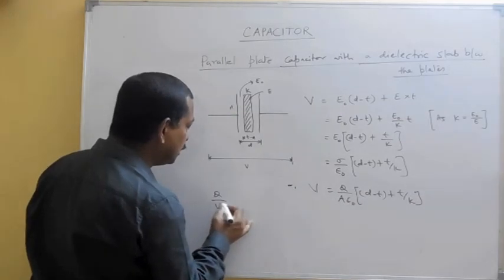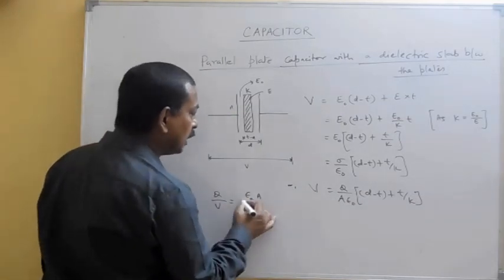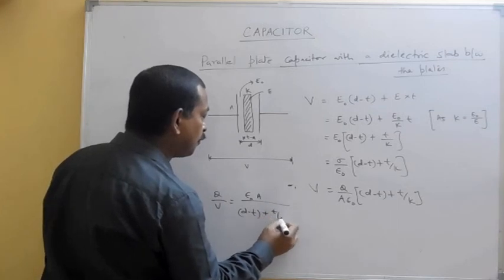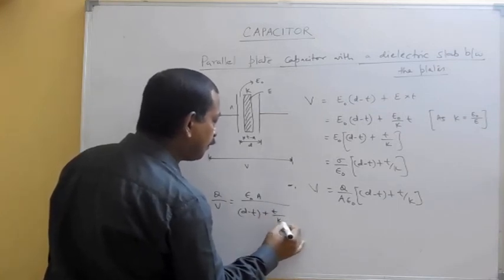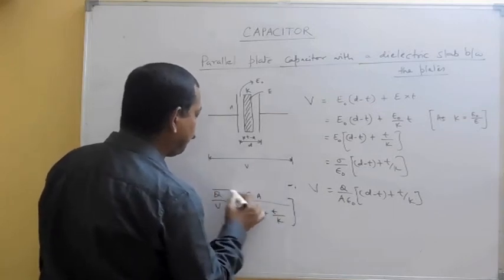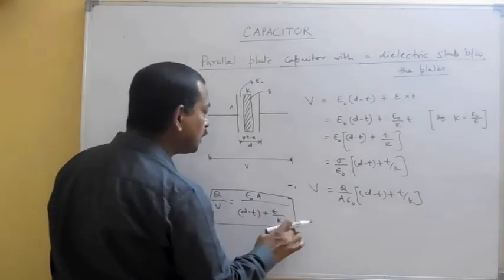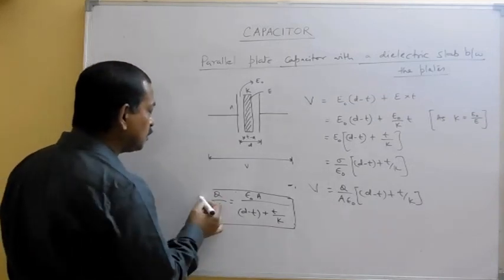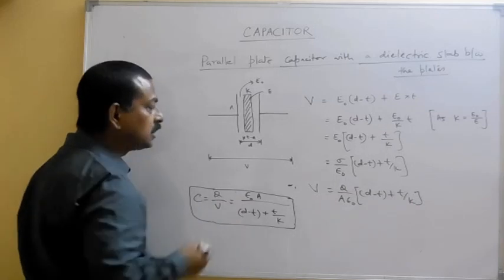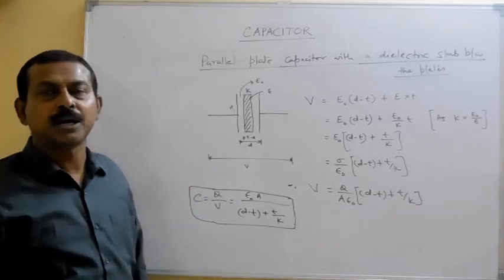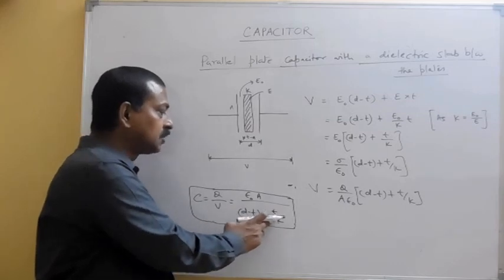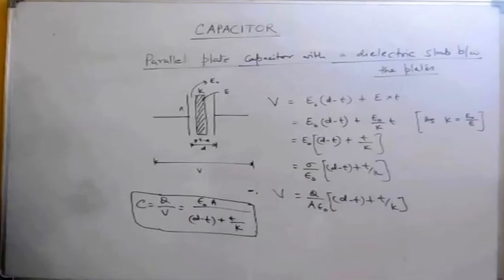So now we can write Q by V equals epsilon naught A divided by D minus T plus T by K. This is Q by V, which is equal to C. So this is your C. That means the expression for capacitance of a parallel plate capacitor with a dielectric slab is epsilon naught A divided by D minus T plus T by K. This is the expression which we can use for all different cases.